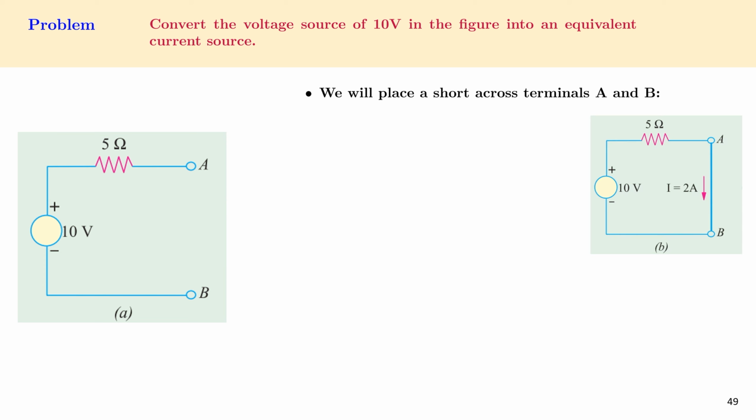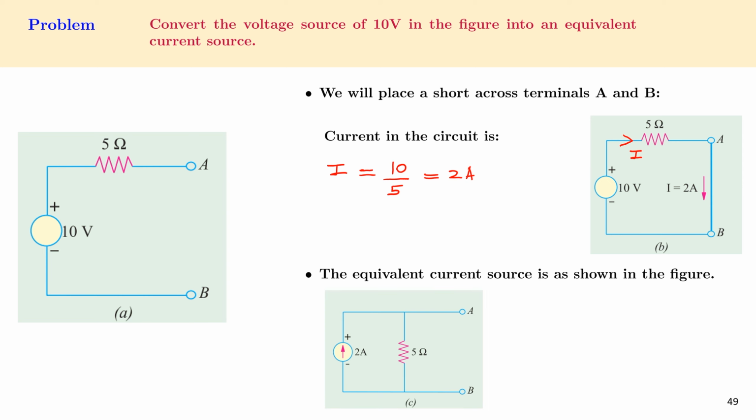In the first step, we have to place a short circuit across terminals A and B. We'll place the short circuit and calculate the current in the circuit. The current in the circuit I, the current that is going to flow in the circuit, will be equal to 10 over 5, and that is equal to 2 amperes.